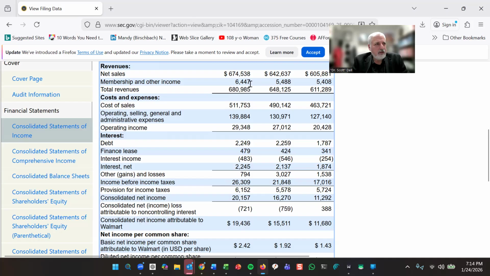Walmart has membership. Yeah, they have an online membership, but that's not the one they're talking about. You probably know that Walmart also owns Sam's Club. And so most of the Sam's Club revenue and the online revenue is attributable.